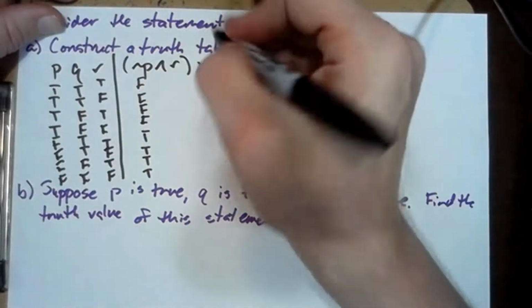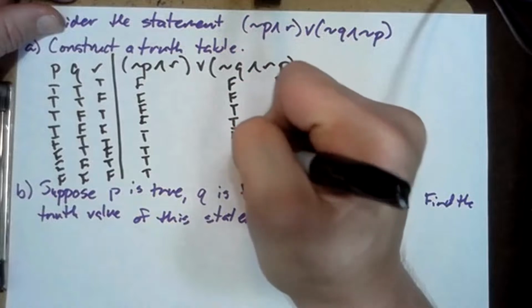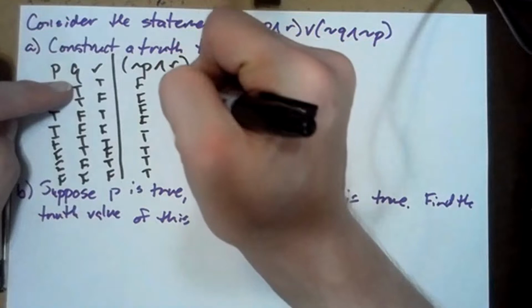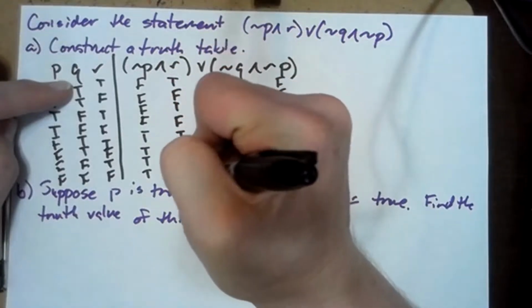Not Q goes false, false, true, true, false, false, true, true. And R goes true, false, true, false, true, false, true, false.